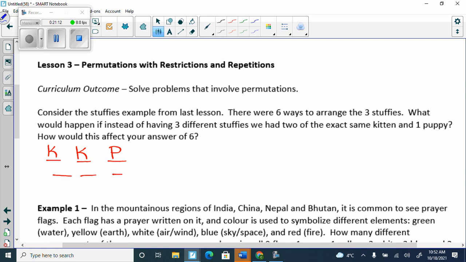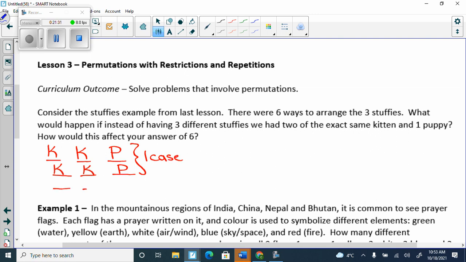Or we could flip-flop the kittens. Kitten, kitten, puppy. I flip-flop the kittens, but can you tell I flip-flopped the kittens? No, because they look exactly the same, don't they? So these 2 cases normally would only be 1 case now.